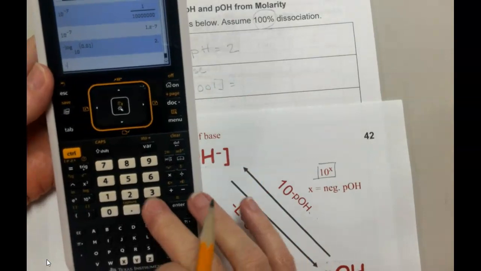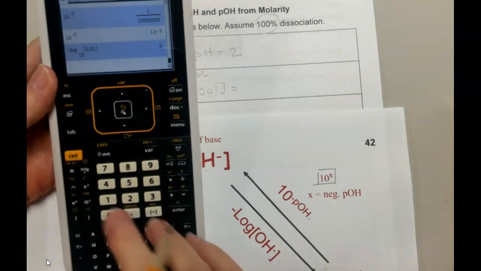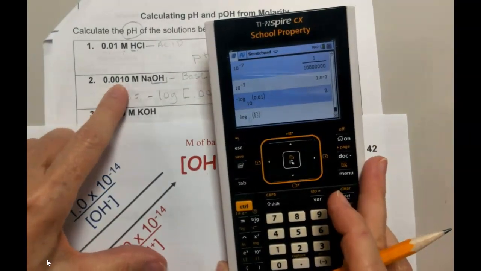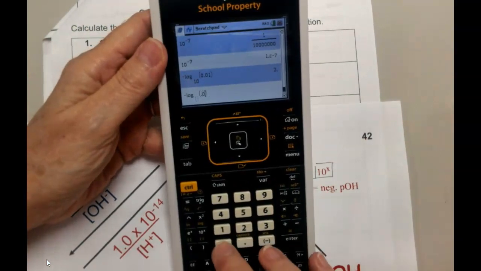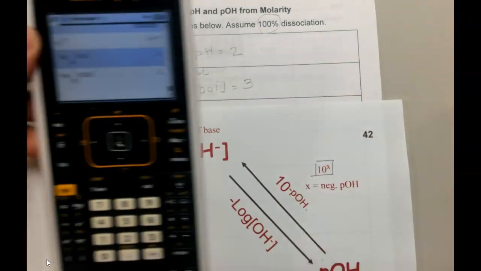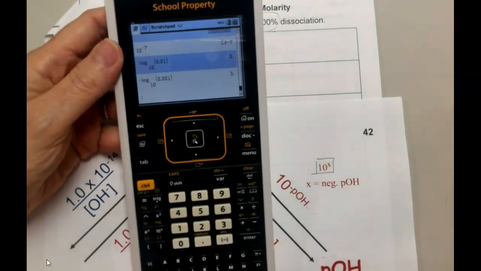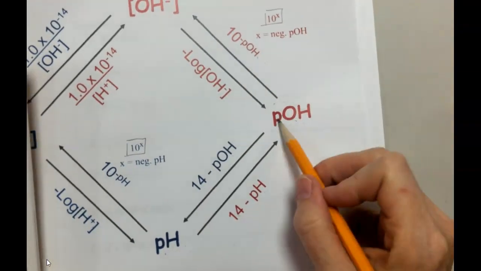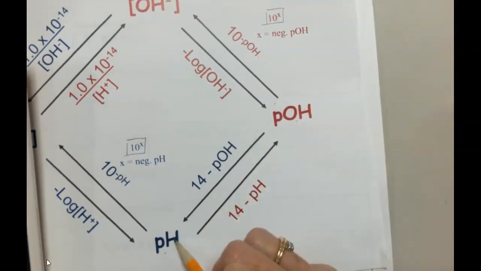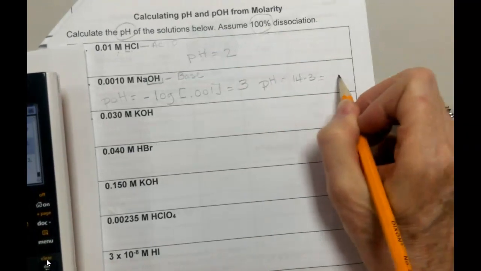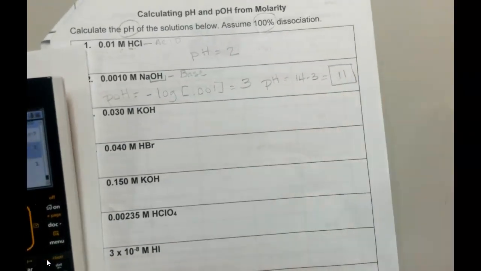Okay, so I'm going to go negative control log, and I'm going to arrow over, and I'm going to put in my concentration, 0.001, and I hit enter. And it tells me the pOH equals 3, right? But that doesn't answer the question. I want to know the pH. So I know the pOH equals 3, so to solve for pH, I'm going to do 14 minus 3. So pH equals 14 minus 3, which is 11, and that is my answer.